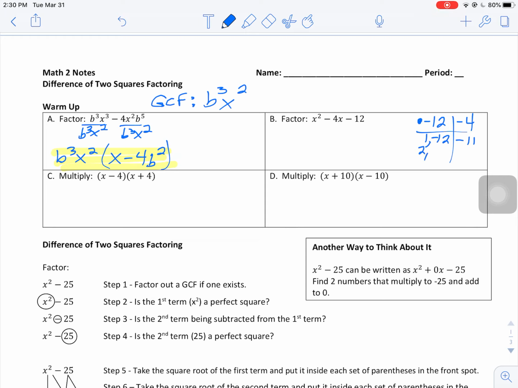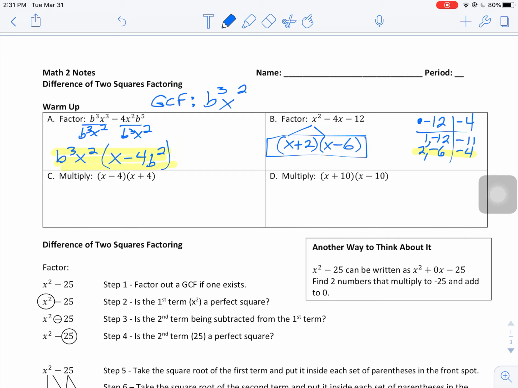Let's try 2. 12 divided by 2 is 6. I'm going to put the bigger number on the negative sign. 2 plus negative 6 is negative 4, so that works. So then we get ready to write our answer. So two sets of parentheses. The x squared got split into x and x, and then you have your two numbers that you found off to the side that work. So the 2 and the negative 6. If you were to multiply this out, you would get what you started with.